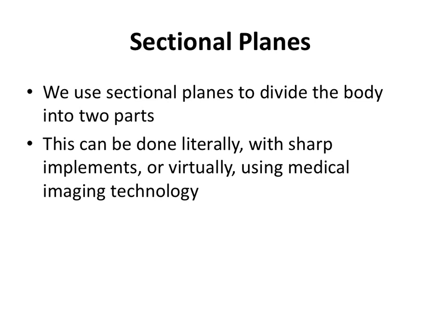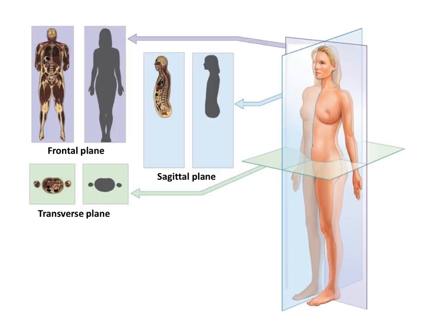All right, sectional planes. Sectional planes can be used to divide the body into two parts. Now, if you were dissecting, this could be done literally with sharp implements. But of course, if you have a living patient and you want them to remain a living patient, we will be thinking about sections using imaging technology, to develop planes so that we can better see what is inside.